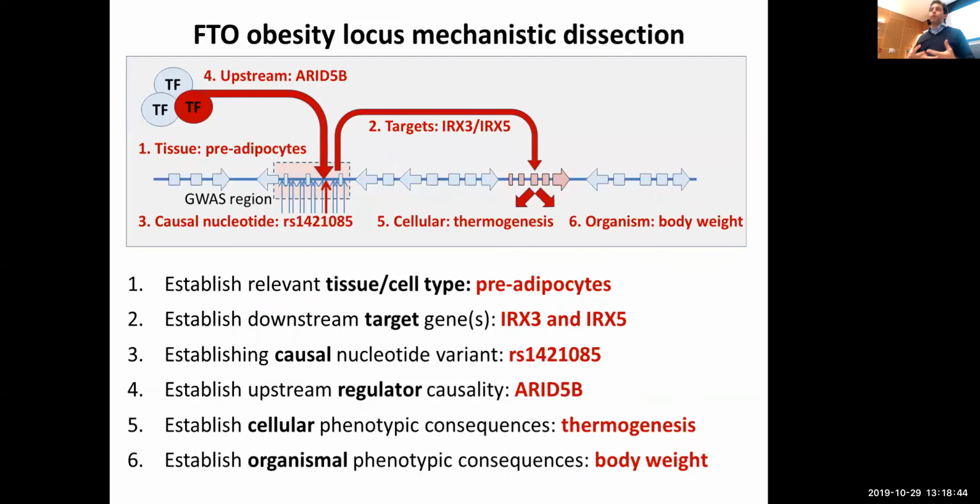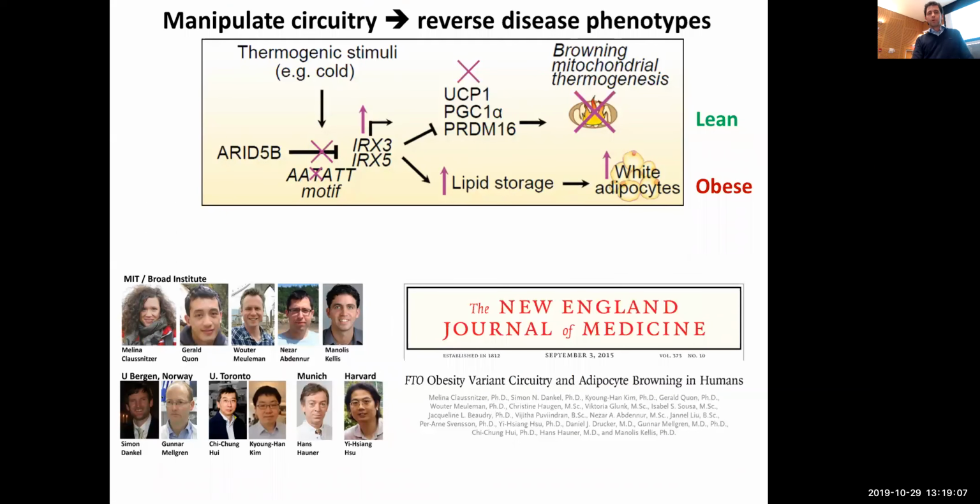So the ultimate goal that we have is to paint a picture like this that basically tells us, for every genetic locus, what is the tissue where it acts, what are the target genes that it affects, what is the causal nucleotide, who are the upstream regulators that bind this causal nucleotide, and what are the downstream cellular and organismal consequences.